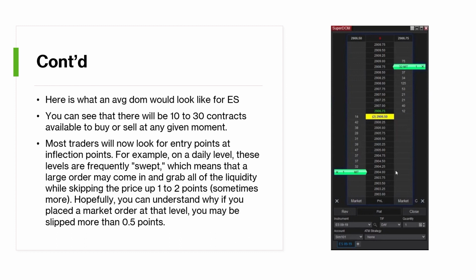If you're not using 10-point stops, 1 or 2 points can really hurt you. And even if you are using 10 points, it's just additional risk you don't want to have forced upon you by slippage.